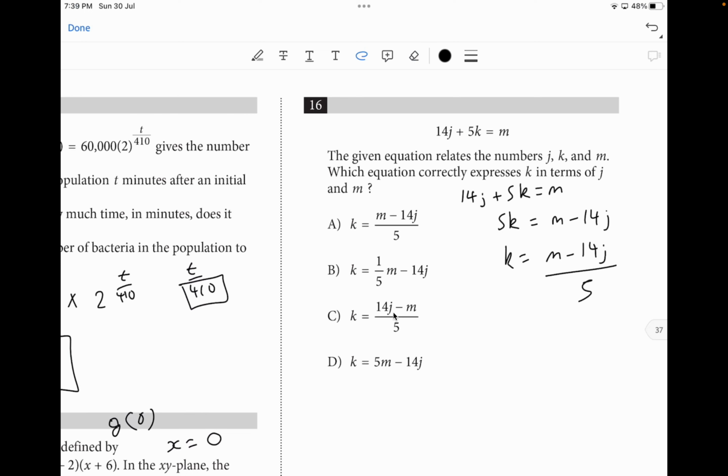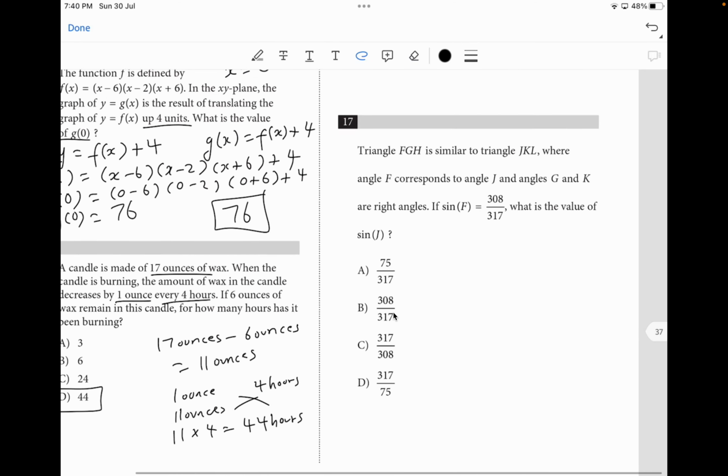Okay? So here we can see they've given you two options, so be careful of which one you pick. Be really careful when you pick the answers. Choice A is going to be the closest and is the correct answer. So k is equal to (m minus 14j) divided by 5. Okay? Alright. Question number 17.